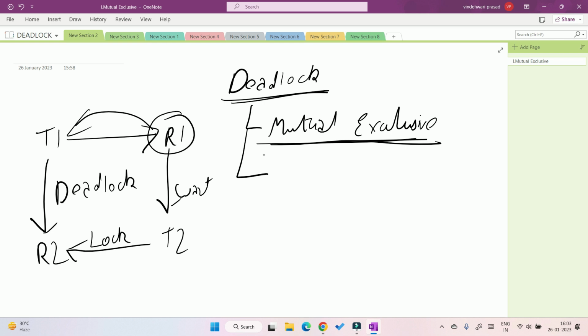Second condition is hold and wait. Here what happened? T1 holds R1 and waits for R2. T2 holds R2 and waits for R1, due to which deadlock occurs.